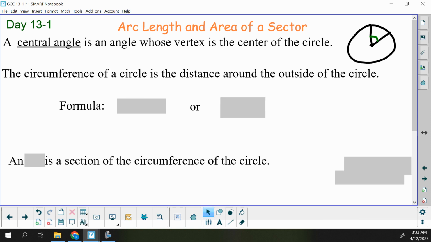The circumference is the distance around the outside of the circle. Think of circumference as like perimeter for a circle. So in the picture I just drew here, this part is our circumference.